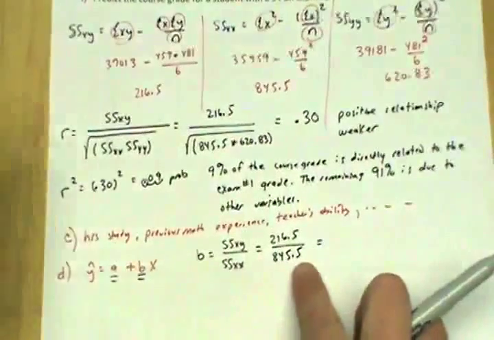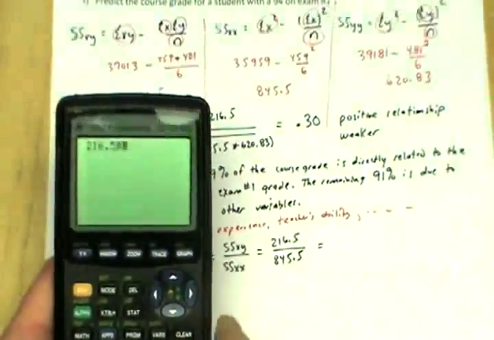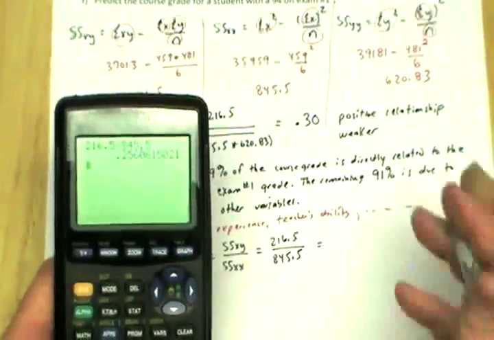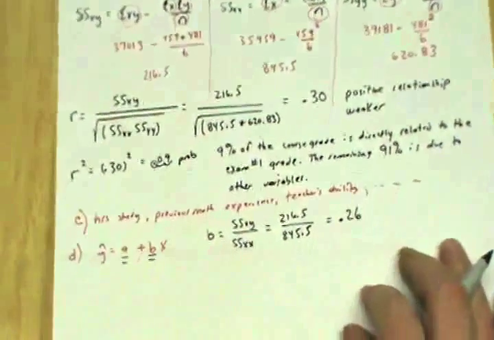So we're going to put that into our calculator. Okay, here we go. 216.5 divided by 845.5. And we're getting back 0.256. Let's call that 0.26. So we're halfway home with our B.